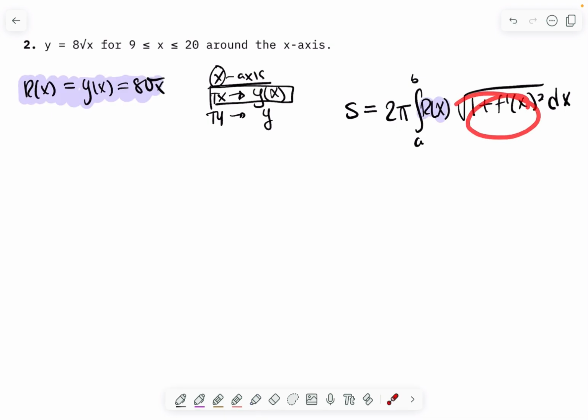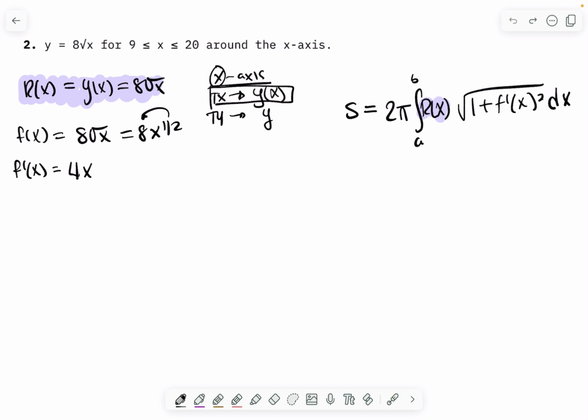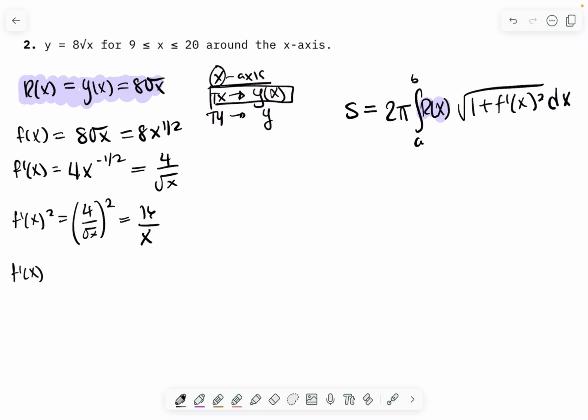Then I just like to do everything that's in here outside, so first f of x is going to be 8 square root x. I could write that as 8 x to the 1/2. So to find f prime of x, I can just bring that forward, so that's going to be 8 times 1/2, which is 4x, and then 1/2 minus 1 is negative 1/2, and this can be rewritten as 4 over square root of x. So then f prime of x squared is going to be 16, these cancel out, so we're just left with 16 over x, and then f prime of x squared plus 1, that's just going to be that plus 1.